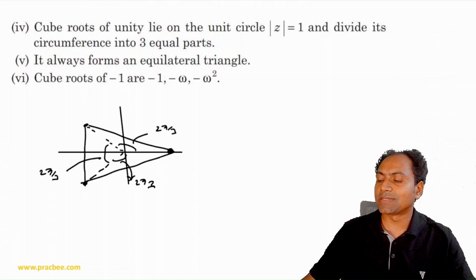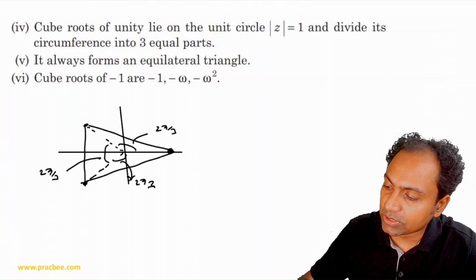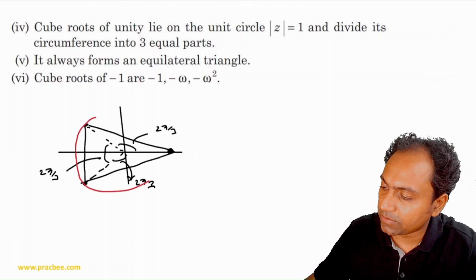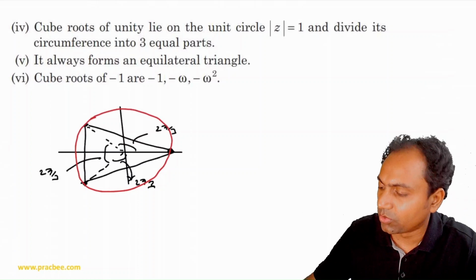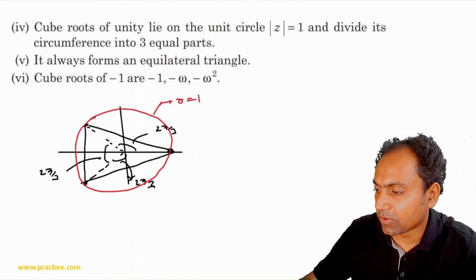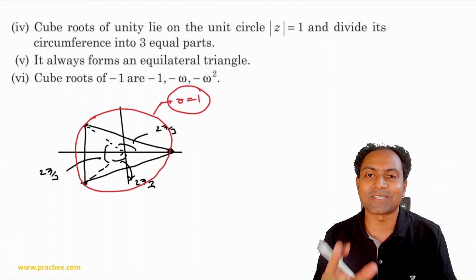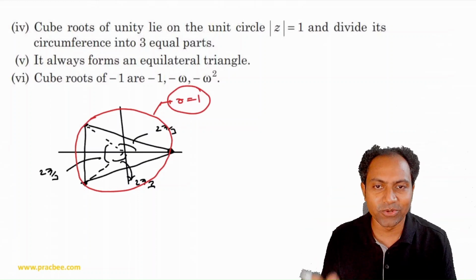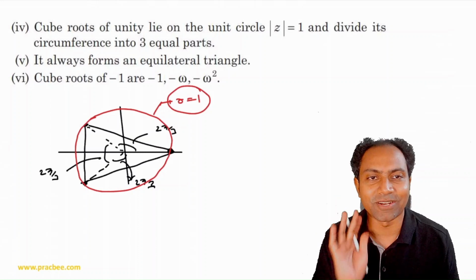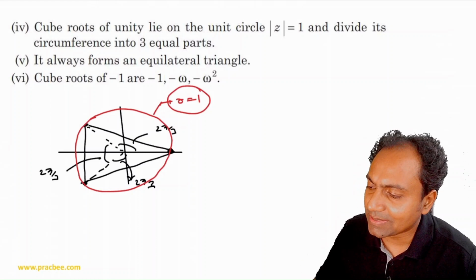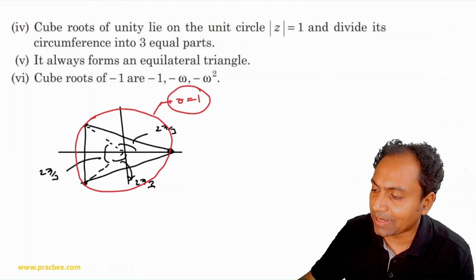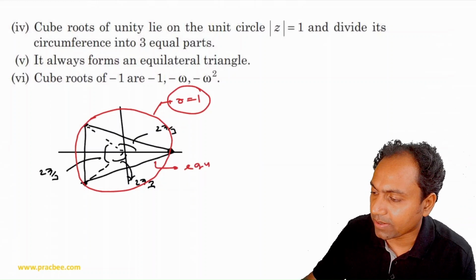So the interesting part is that all of them lie on a unit circle. If I draw a circle circumscribing this triangle, it is nothing but a unit circle. The radius of this is equal to 1. That is because if you take the modulus of all of these complex numbers, it comes out to be 1. So the distance from origin is equal to 1. Hence they lie on a unit circle. Another interesting part is since this angle is equally divided, the triangle that we are talking about is an equilateral triangle.